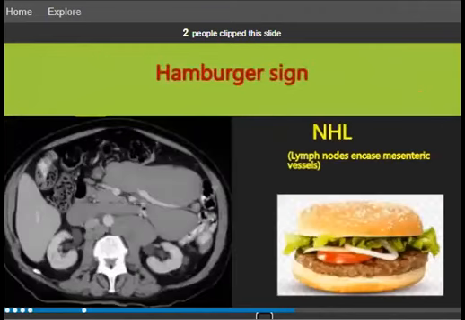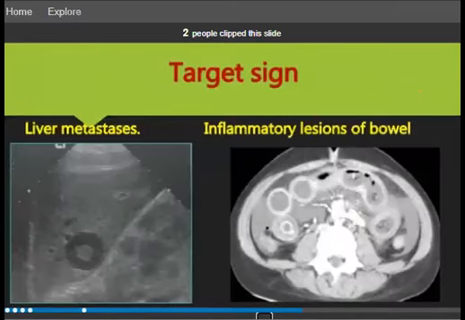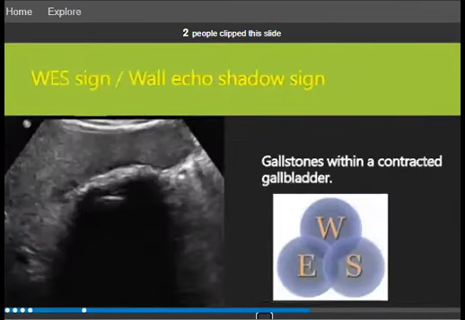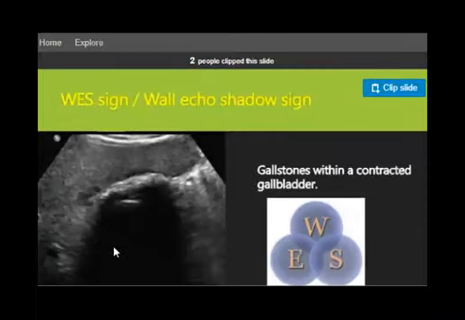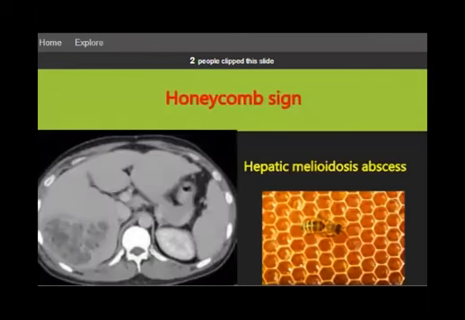Hamburger sign, wow. Non-Hodgkin lymphoma. Target sign, liver metastasis, inflammatory lesions of the bowel. You remember it? Okay. Wall echo shadow sign, gallstones and shadow, posterior shadowing, right? Okay. And here the honeycombing, and something called hepatic melioidosis abscesses or abscess, yeah.